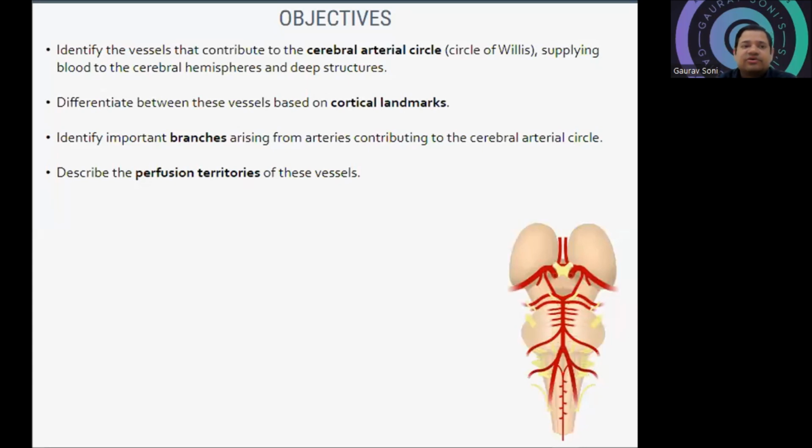Good morning. Today we are going to talk about the blood supply of the cerebral area, or cerebral hemisphere, of the brain. We should remember that here we are going to understand the circle of Willis, their branches, how it is made up, some landmarks, and then the perfusion territories of these vessels.